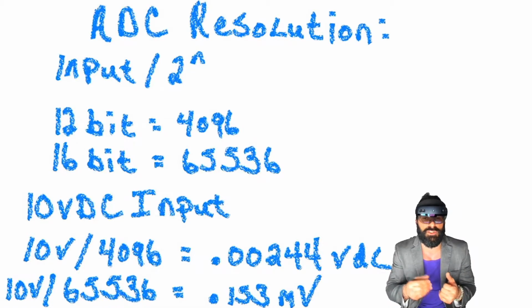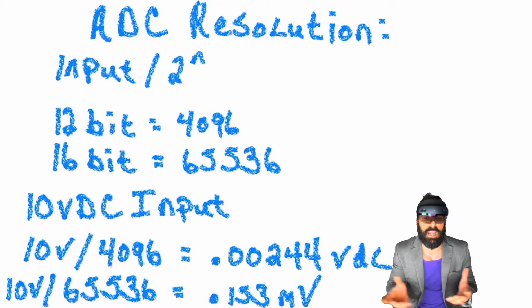Now 2^n would be 2 to the 12th power for 4096 counts, or 4.096 volts, or 2 to the 16th power for 65,536 counts for a 16-bit analog to digital converter. And when you see that 10-volt scale, we're scaling everything down, divided by 4096, gives us a resolution on the 12-bit analog to digital converter of 0.00244 VDC, or 2.44 millivolts.